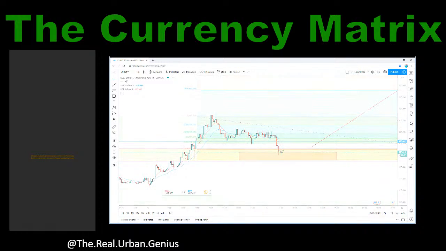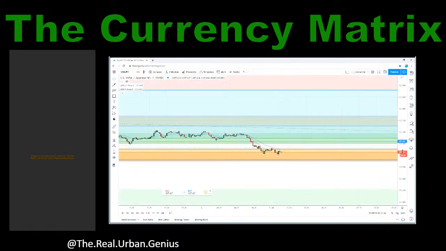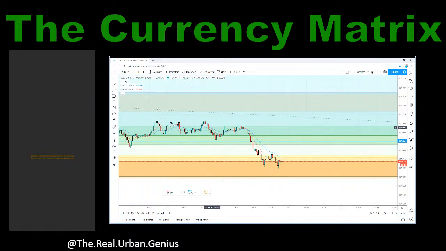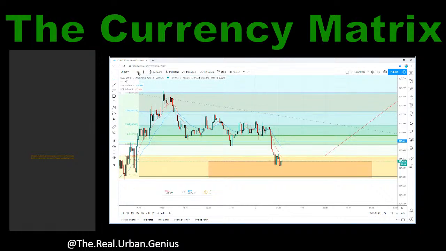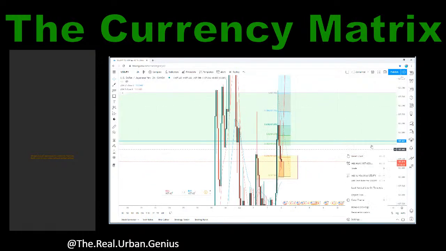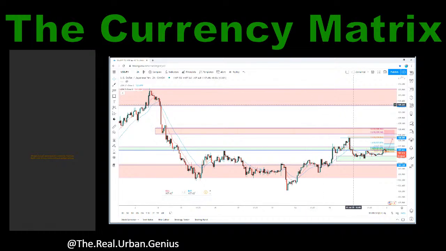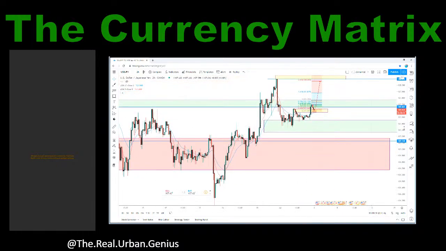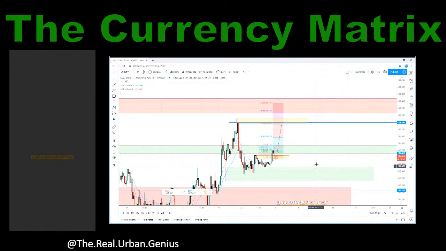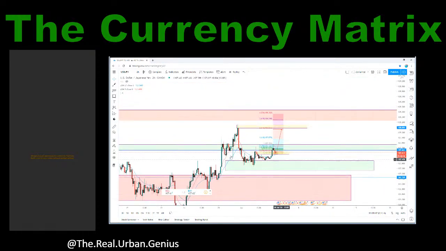Here is the 1-minute chart. And here is 3-minute. The 2-hour chart really comes in handy sometimes on TradingView as well. So with that being said, that is the bullish trade on Euro. Sorry, USDJPY.